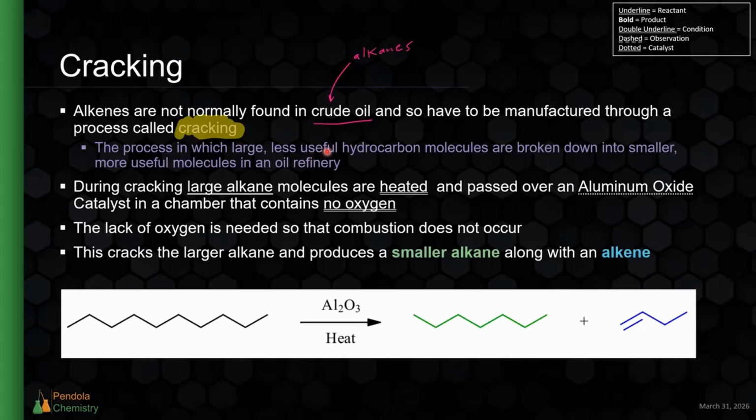So very large hydrocarbons, like here we have 1, 2, 3, 4, 5, 6, 7, 8, 9, 10. So this is decane. Example here. This is decane.